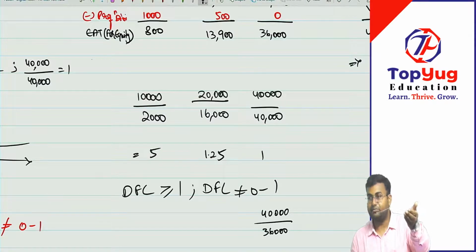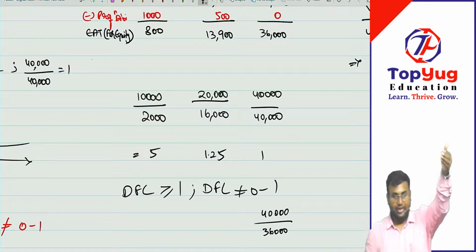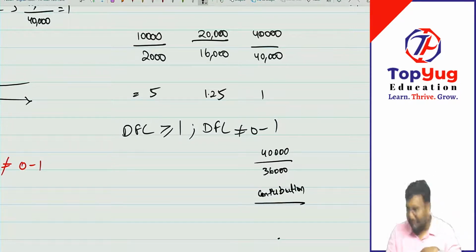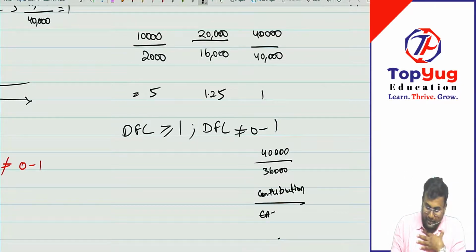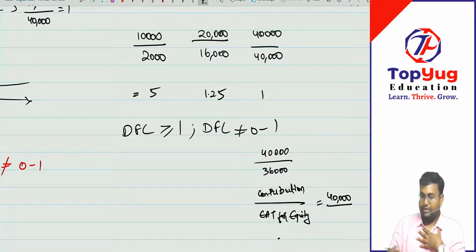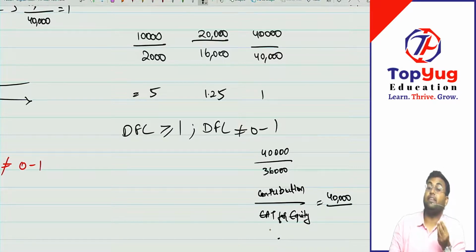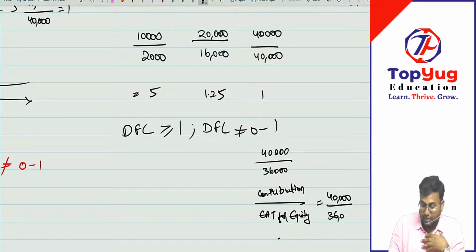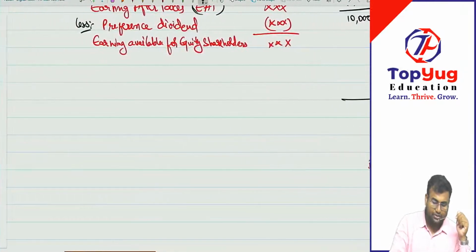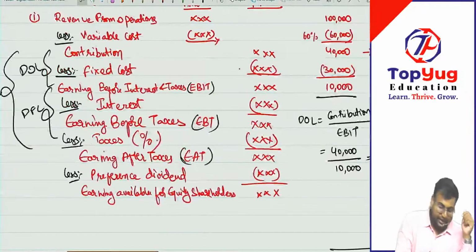What is financial leverage now? 40,000, that is contribution. Now you have to even account for preference dividend, right? So you should go ultimate down, that is EAT for equity. So contribution is 40,000. After that, EAT for equity is what? 36,000. Am I making a wrong formula? No. Look at my income statement. That income statement also says the same thing.